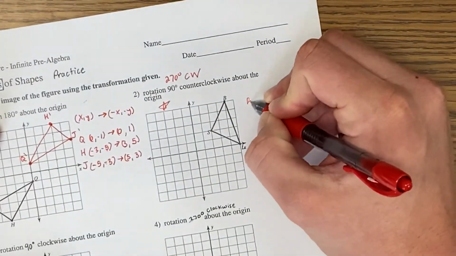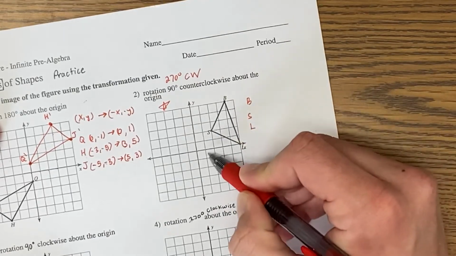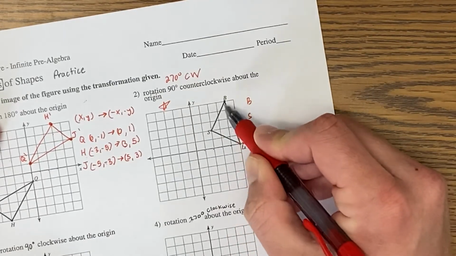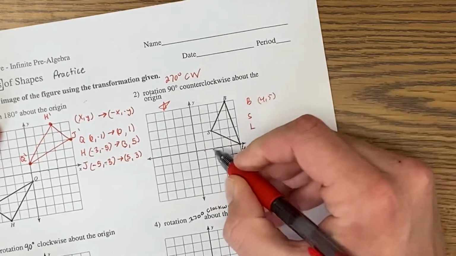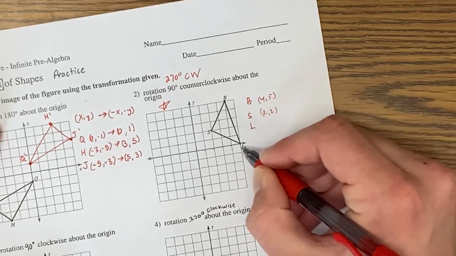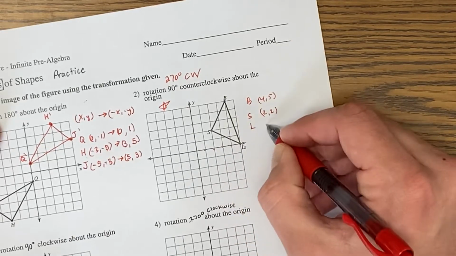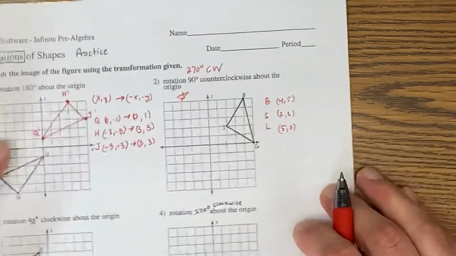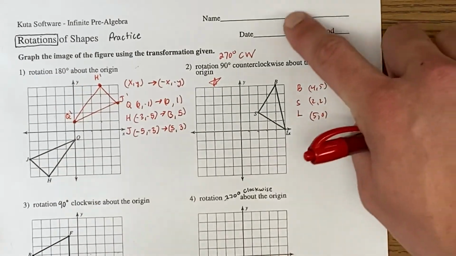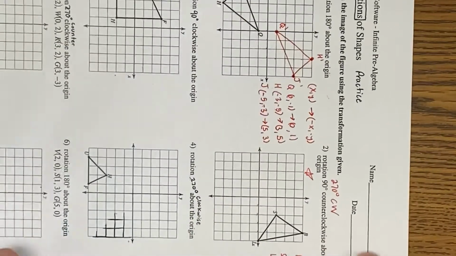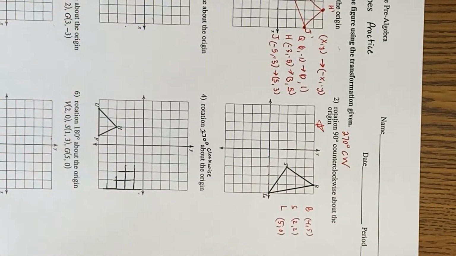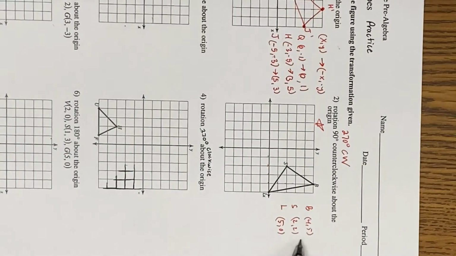So let's go back and write down our coordinates. So B, S, and L. B is 4, 5. S is 2, 2, and L is 5, 0. Okay, so now we want to make this quadrant be top right. So we rotate it, and now this is our top right quadrant if we're looking at it the way our graph is turned. So now we graph these same 3 points, and they're going to automatically be in the correct spot because of how we've turned our graph.